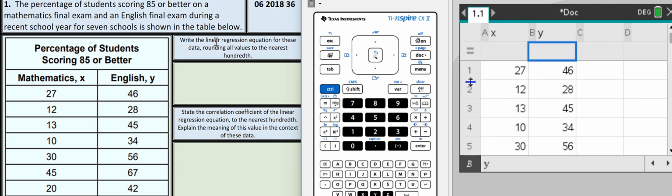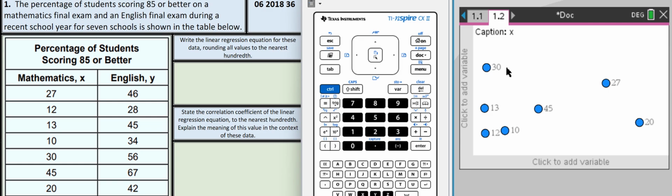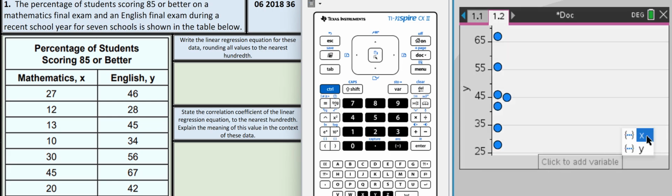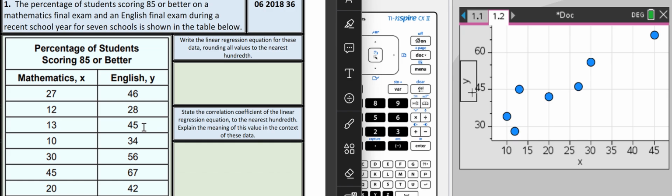So the goal is to write the linear regression equation for these data, rounding all values to the nearest hundredth. All right, so from here we want to press control doc, add data and statistics page. Click here. This is going to be Y, X. So now it's plotted. That's the scatter plot. This one says 1345. Right here, that's this, 1345 for that school.